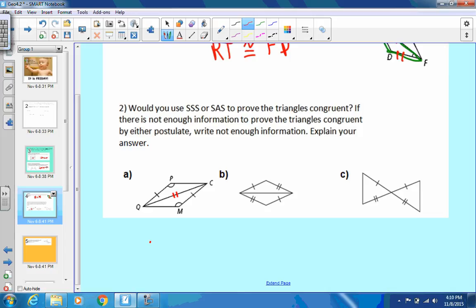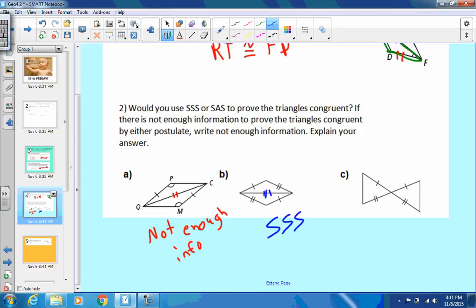This one, there would be not enough information then. We don't have an included angle between two sides that are congruent. We also don't have all three sides congruent, or not enough information to show that we can use either of those. All right. The second one, we have two pairs of sides congruent there. We also have this third one because it's reflexive. So we do have side, side, side.